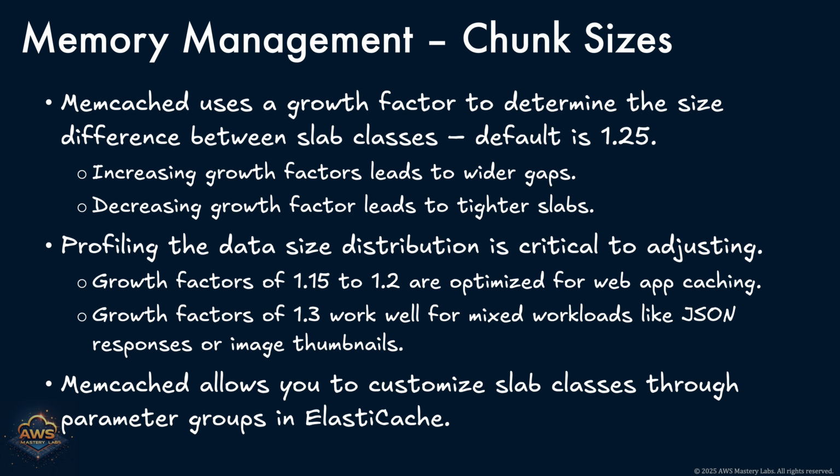Finally, Memcached allows for custom slab configurations through parameter groups in ElastiCache. Overriding the default settings becomes essential when you observe consistent slab evictions for specific object sizes. For example, applications dealing with uniform telemetry data or fixed-size tokens can benefit enormously from tailored slab sizes. Knowing when and how to adjust these settings can lead to major improvements in cache efficiency and application responsiveness.